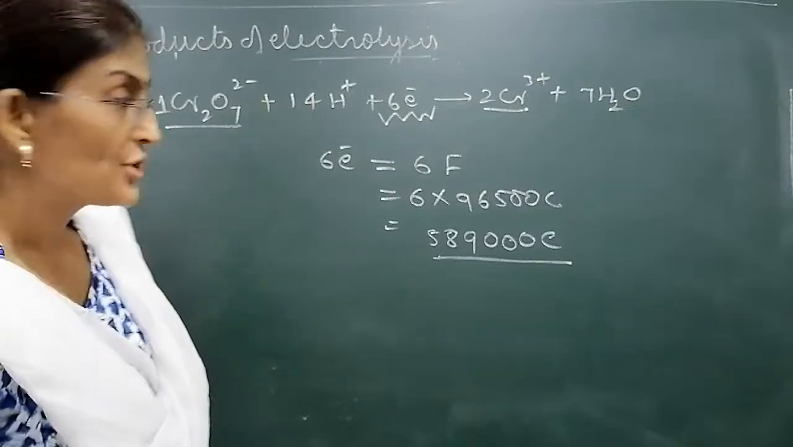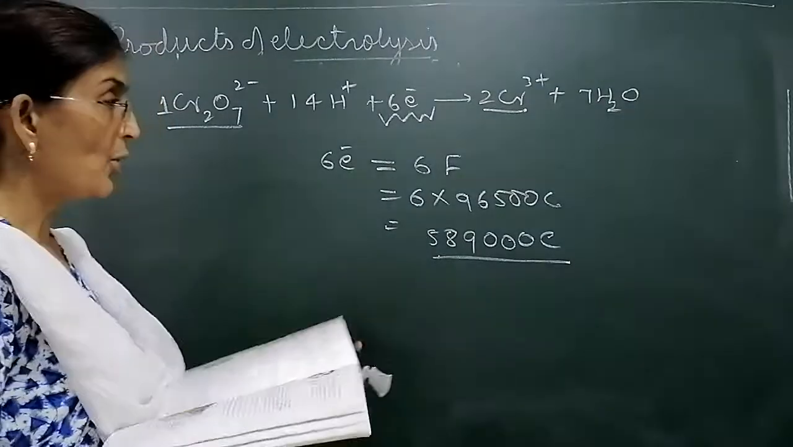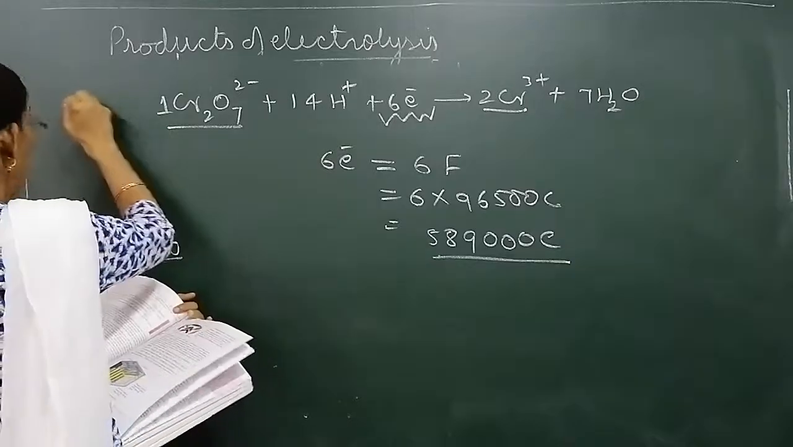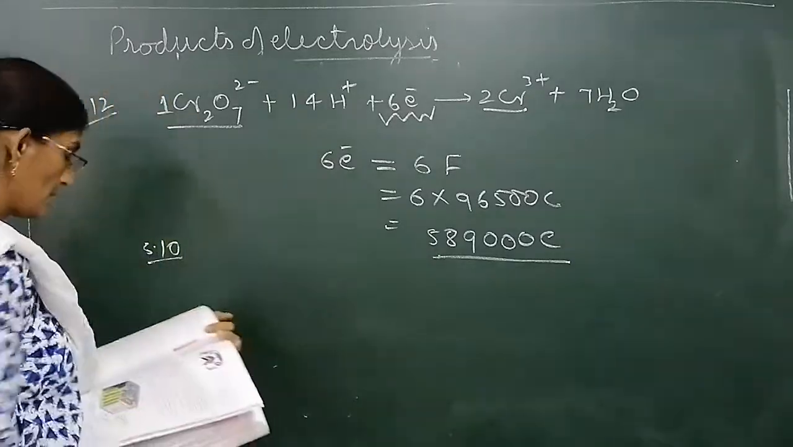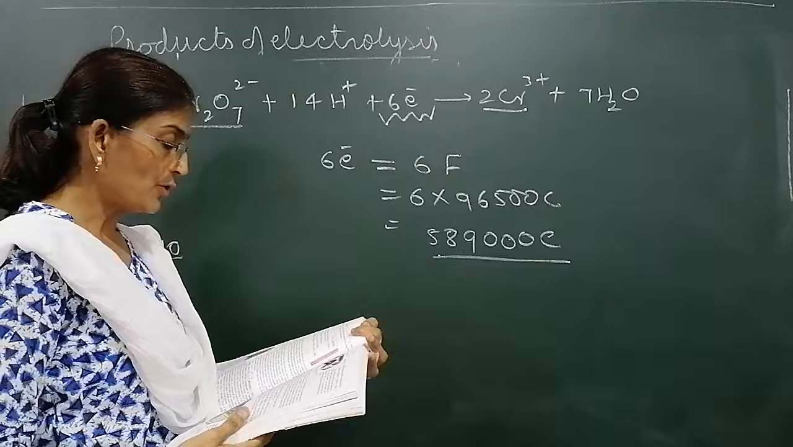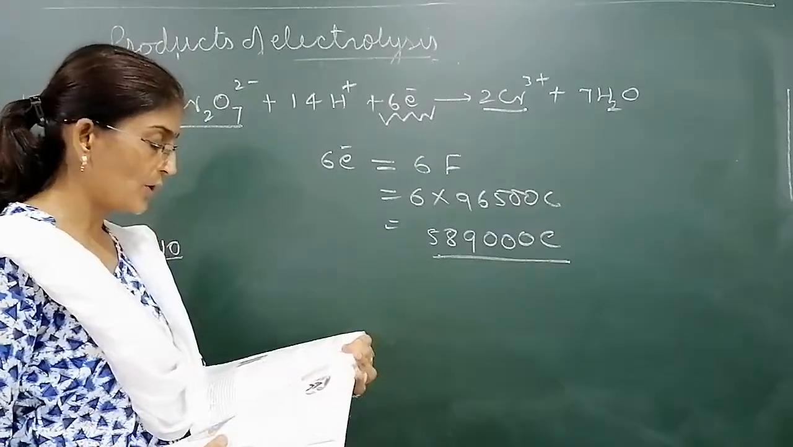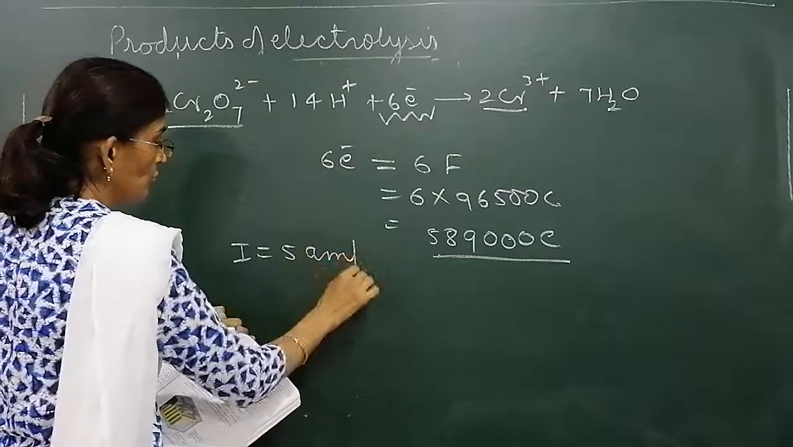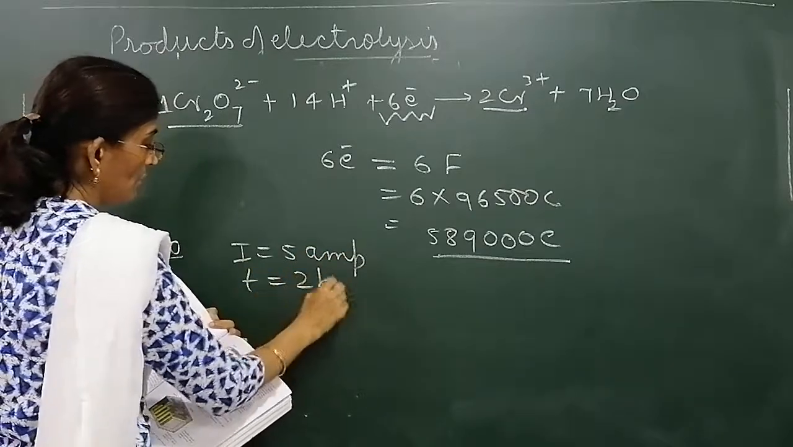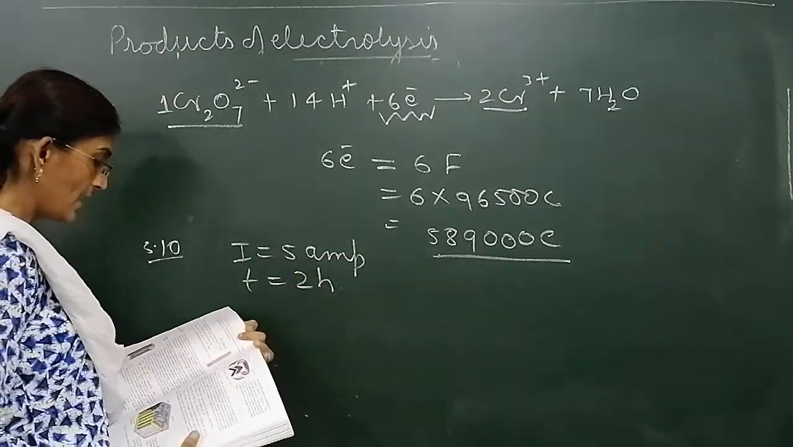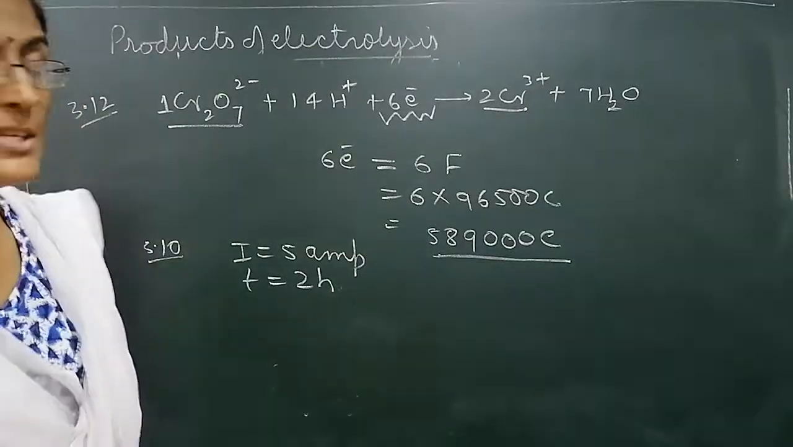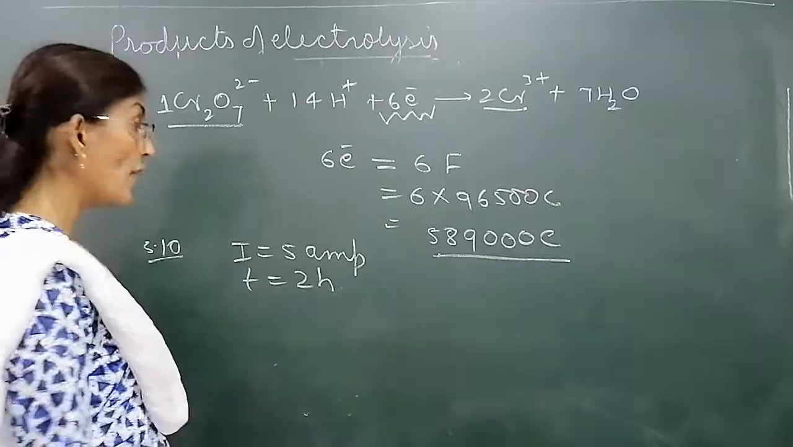Okay. One more question. 3.10. This was 3.12. If a current of 5 ampere flows through a metallic wire for 2 hours, what is it telling? How many electrons would flow through the wire?